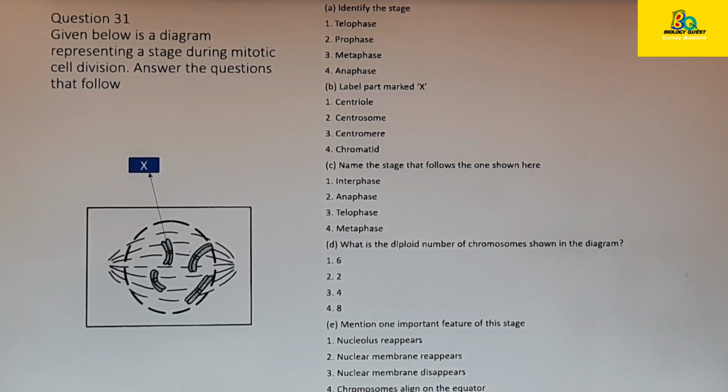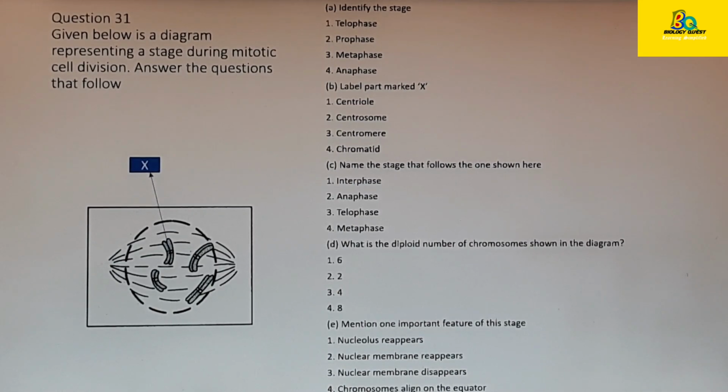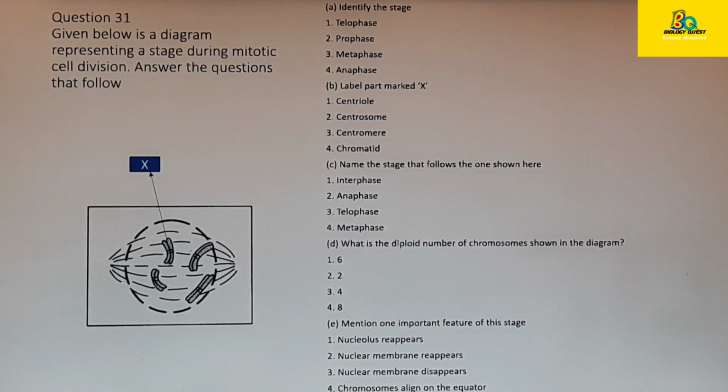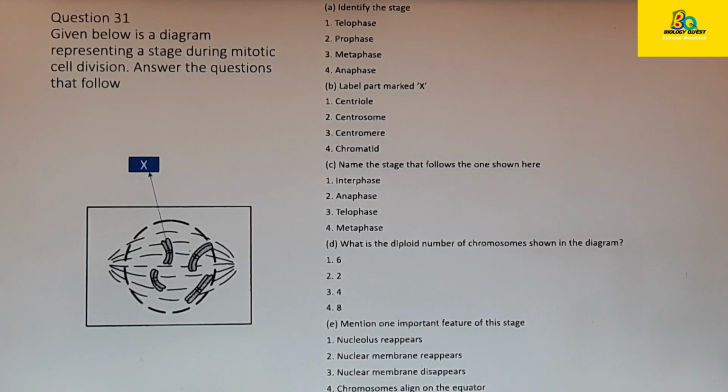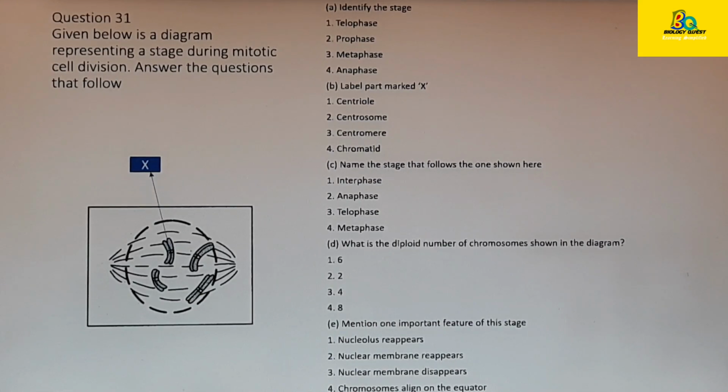Now second question. Label the part marked X. Look at the diagram again. What is that part which is marked as X? Moving on to the options. Centriole, centrosome, centromere, chromatid. Okay, look carefully. It is the centromere. What is the centromere? The region where the two chromatids are attached. That is the centromere.